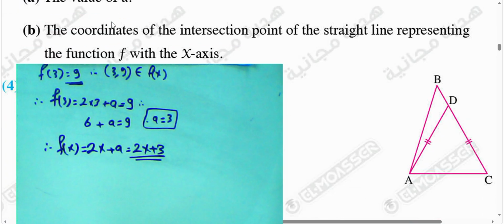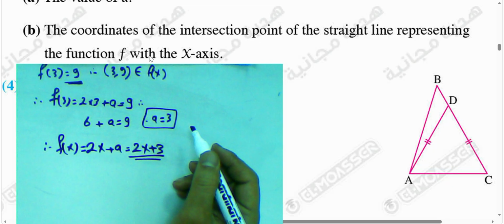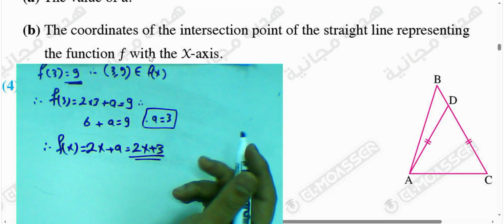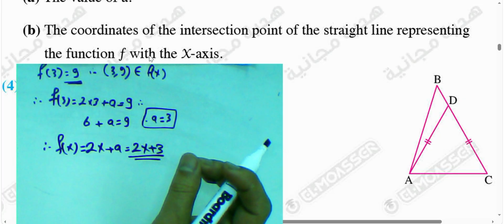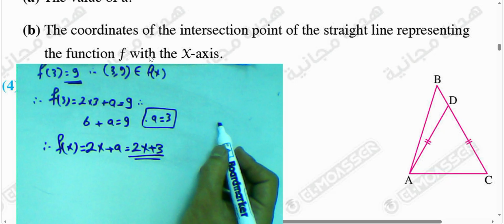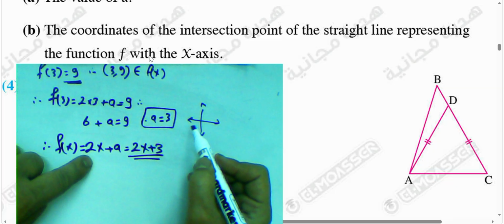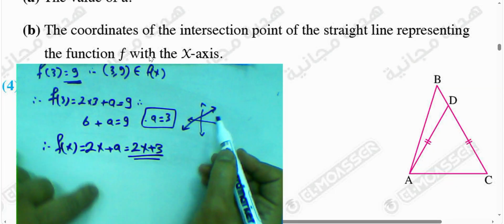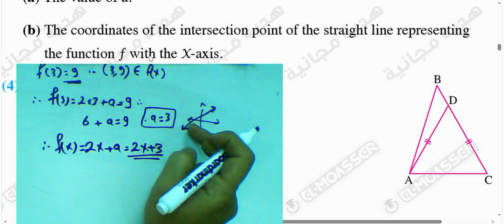The coordinate of the intersection point of the straight line representing the function f with the x-axis. Okay, when the straight line meets the x-axis, it means the value of y equals 0. Listen to me again. The coordinate of the intersection point of the straight line representing the function f of x with the x-axis is like this. The coefficient of x here was positive. It will be like this. The function will be increasing. Okay, he wants to find what? He wants to find the intersection point here.